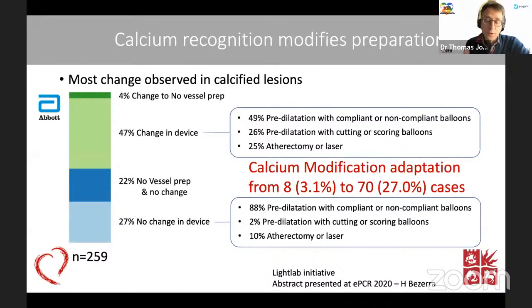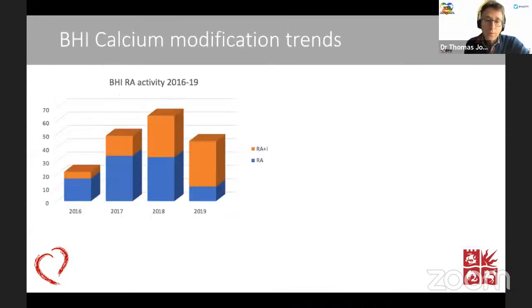Now it's interesting for me personally to reflect on our practice in Bristol, and this is just 4 years of our rotational atherectomy use. We do around 1,900 to 2,200 cases a year across this period, so in a relatively small proportion of cases we're utilizing rotational atherectomy.